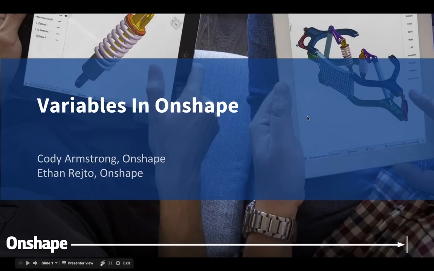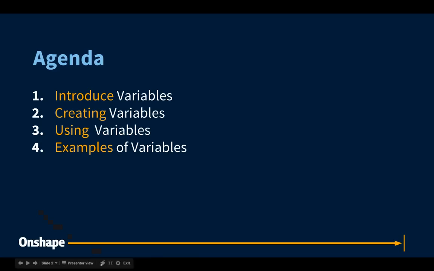Before we get into Onshape itself, I do want to cover what is a variable, and I think that's the most common question. As I mentioned before, the goal here is to introduce you to them. What is a variable? How do I create it? And how do I use it? I'm going to walk you through creating a few variables and then how to use them. And I have a few examples that I think are particularly relevant.